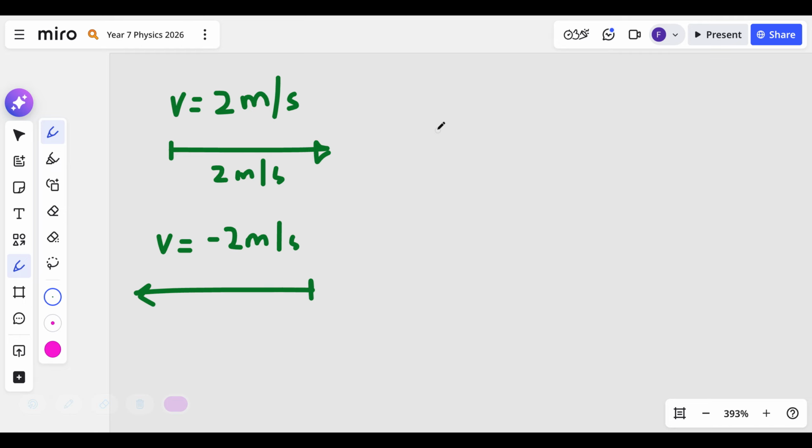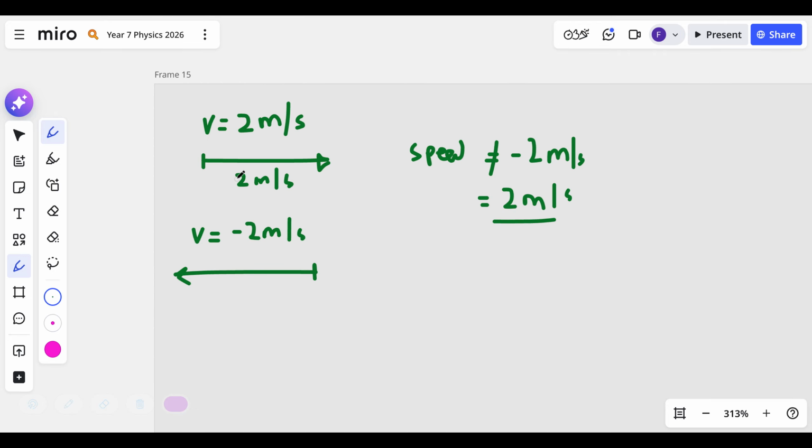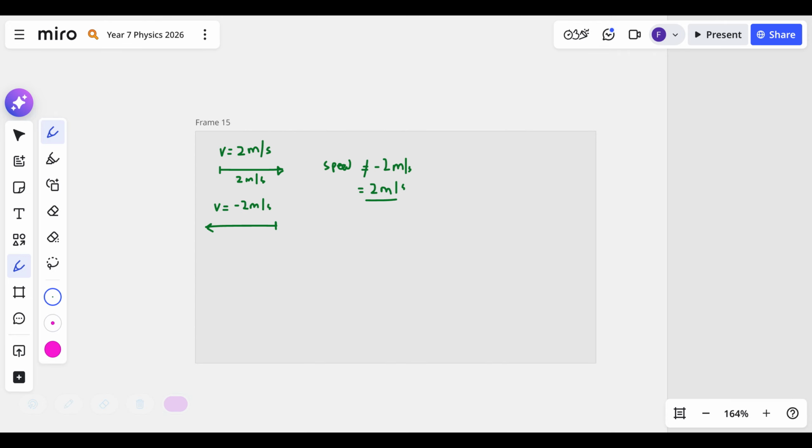So what's the difference? With speed, you cannot have a negative value. You cannot have minus 2 meters per second, otherwise that would be velocity. In speed, you're just given 2 meters per second. You have no idea which way you're going. You could be going right, left, up, down, backwards. You don't know. So speed is how fast you are going. Velocity is how fast and in which direction. If it's positive, it's to your right. If it's negative, it's to your left.